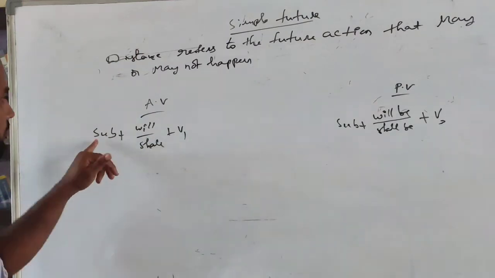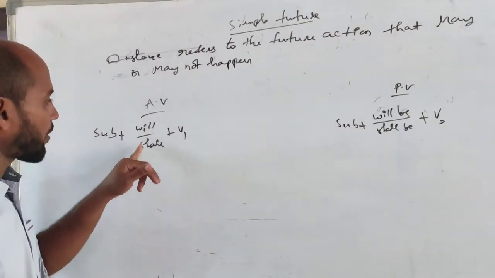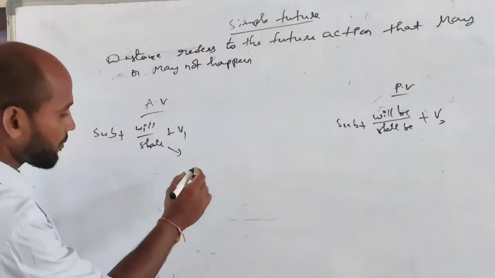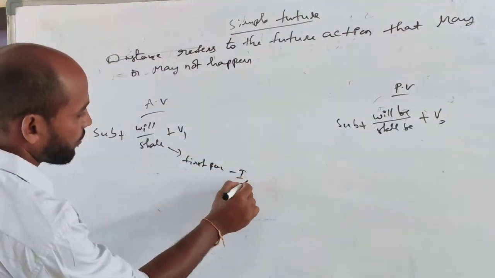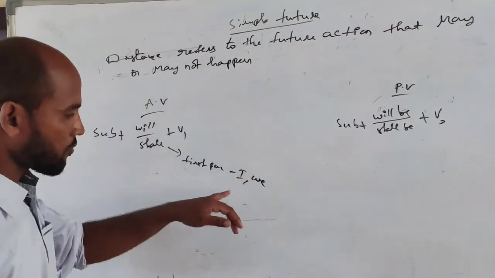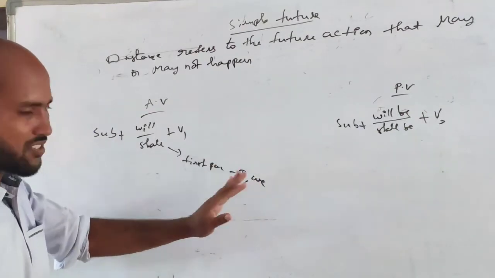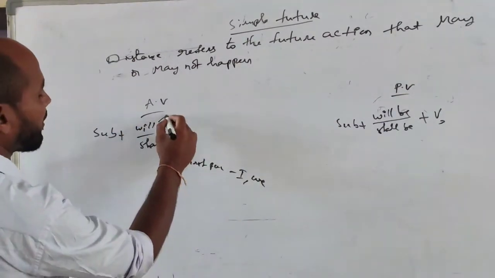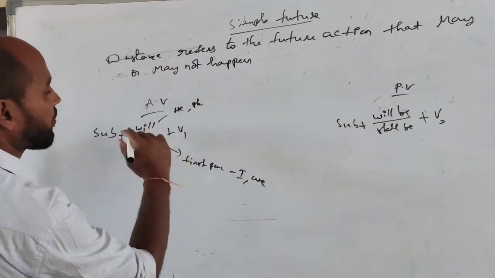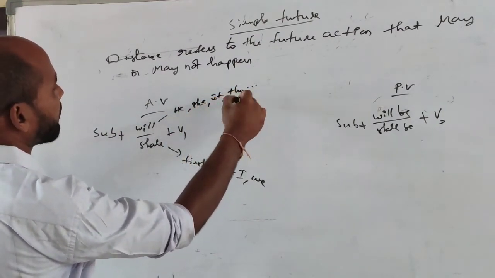Here, after the subject, what kind of helping verbs do we write? Shall is only written with first persons. I and we are called first persons. After the subjects I and we, first person subjects, we write shall. Will is written after he, she, it, they, and so on.